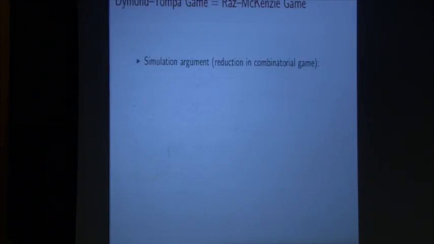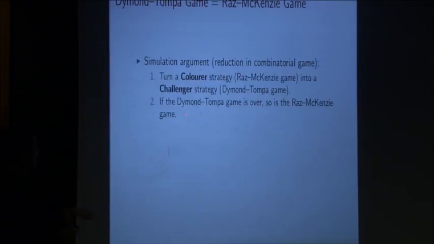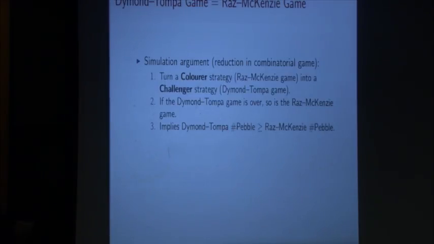Let me show you that the diamond topology game actually is the Ross-McKenzie Pebble game by giving you a simulation argument. You can think of this as a reduction in combinatorial games. So what I'm going to do is, when you give me a color strategy in the Ross-McKenzie Pebble game, I will give you a challenger strategy in another game, the diamond topology game, such that if in the simulating game, the diamond topology game, it is over, then the original game is also over. And this will show that the diamond topology Pebble game requires more pebbles than this Pebble game. That's the plan: give a simulation strategy.